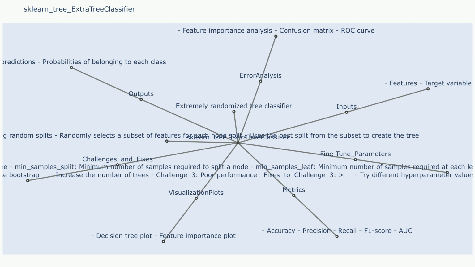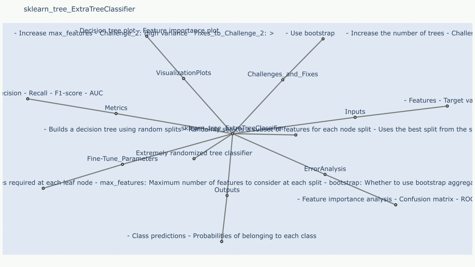Steps: tree construction. The algorithm creates a specified number of decision trees. Each tree is built on a random subset of the training data and a random subset of features. Splitting criteria. At each node, a random subset of features is selected. Then, the best split among the chosen features is determined based on a criterion like Gini impurity or entropy, aiming to maximize information gain. The split is chosen randomly among the best splits, introducing further randomness.